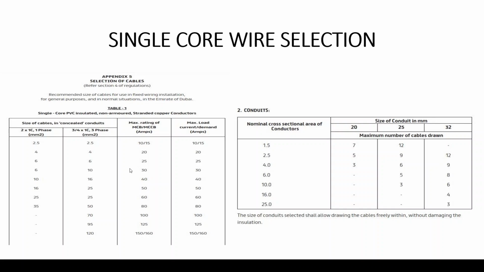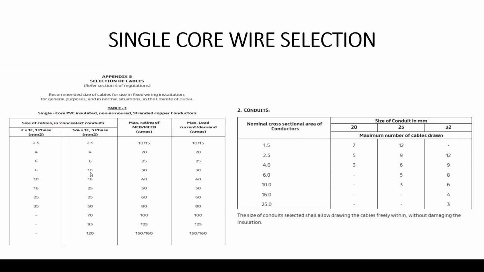So you look at your circuit. Let's say I have a 30 or 32 amp circuit. If I have a single phase circuit, if I have a single phase load, I would use how many? 3 number 6 mm wires, 3 number single core 6 mm. If I have a 3-phase circuit, I would use 5 numbers 10 mm wires.